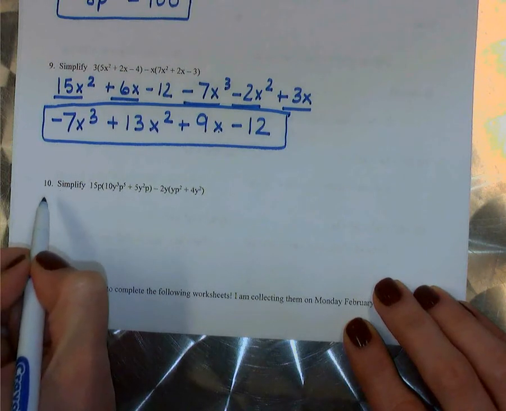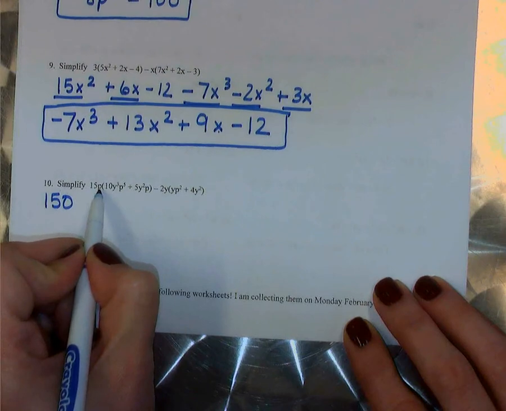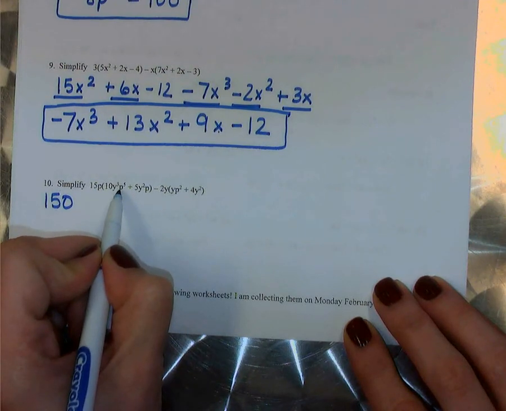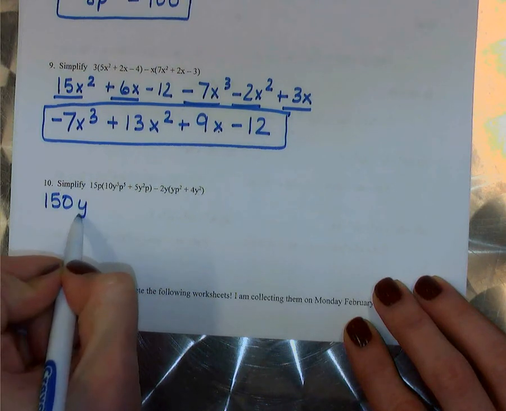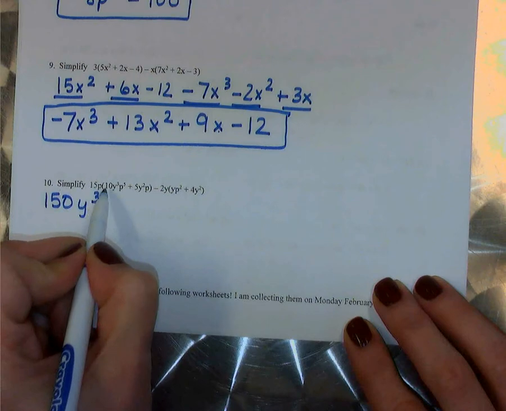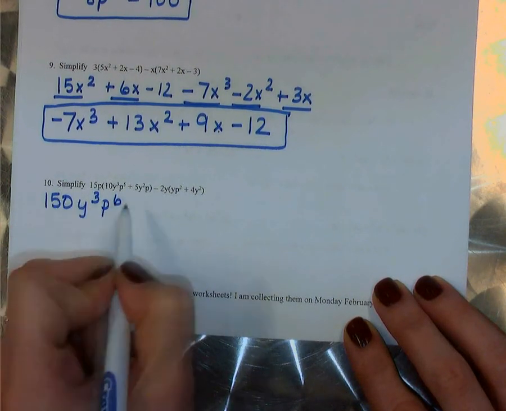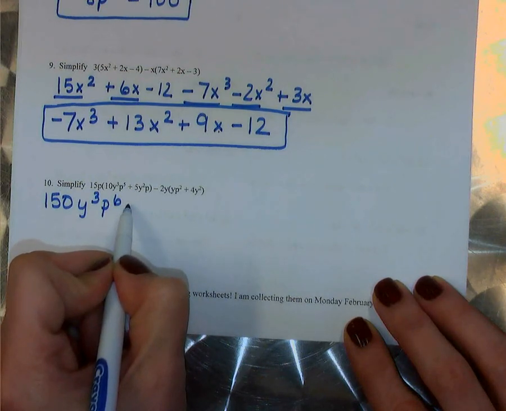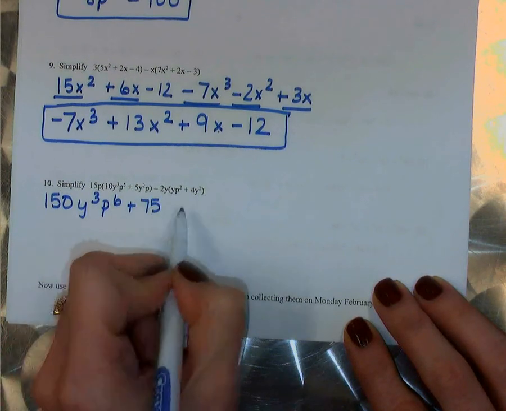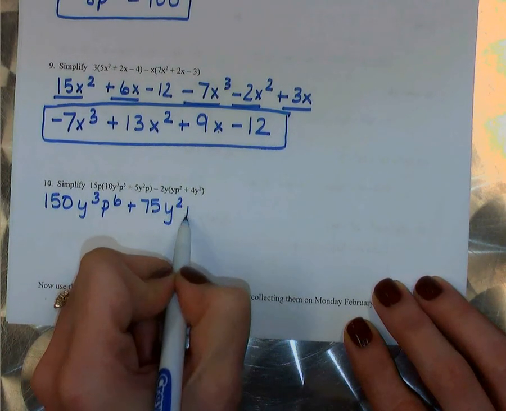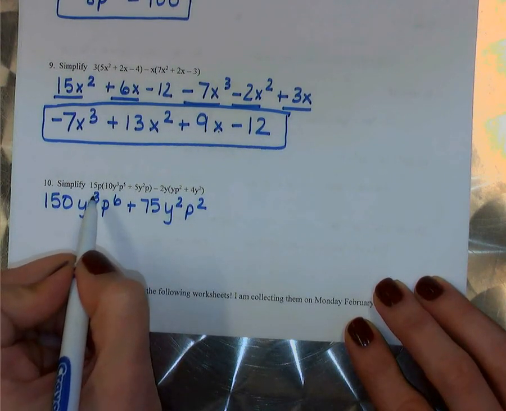So 15 times 10 would give me 150. And then I have a p to the first times y to the third, p to the fifth. Well, there's no y to multiply with, so we're just going to write that y to the third. But p times p to the fifth would give me p to the sixth. The next thing we get when we distribute 15p through will be plus 75, and we have y to the second, p to the second. Remember, we're only adding exponents of like bases.